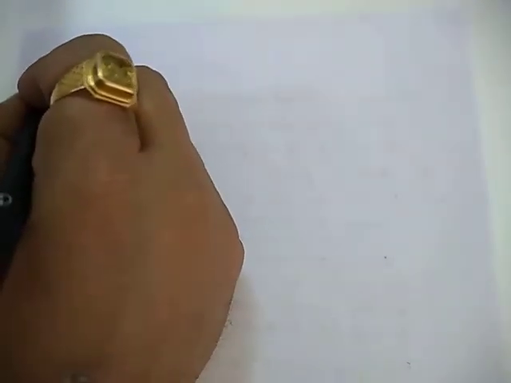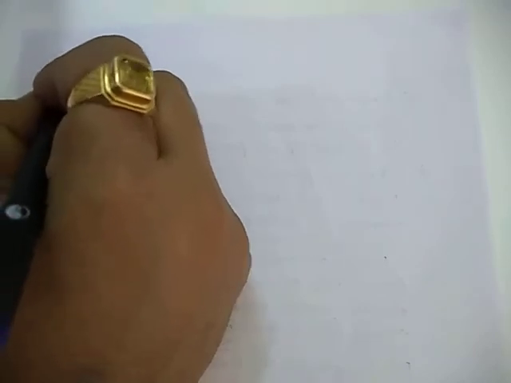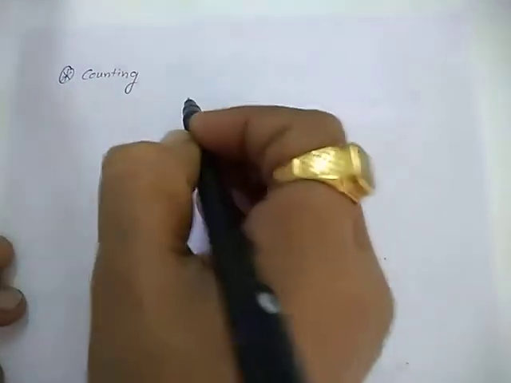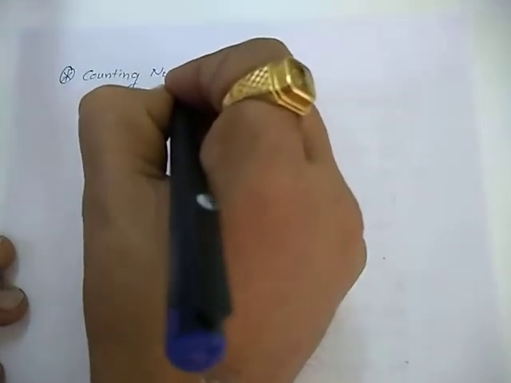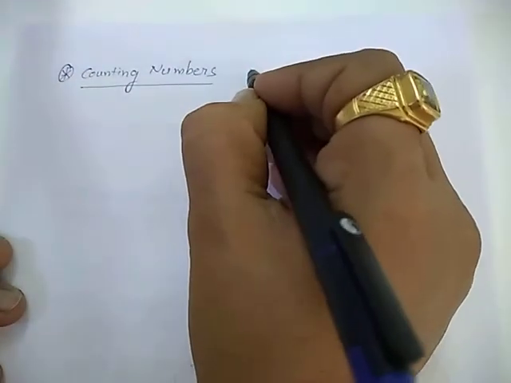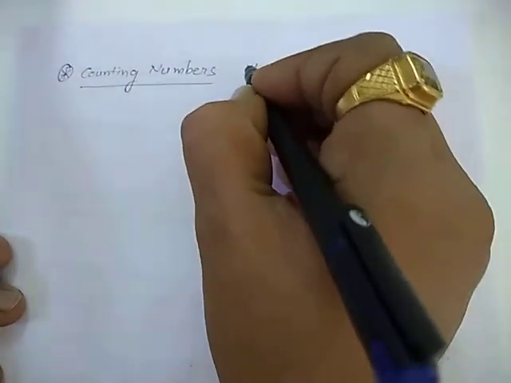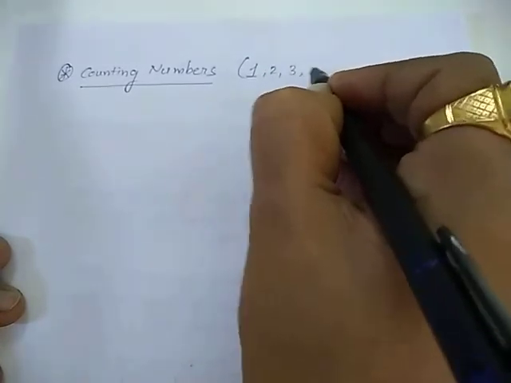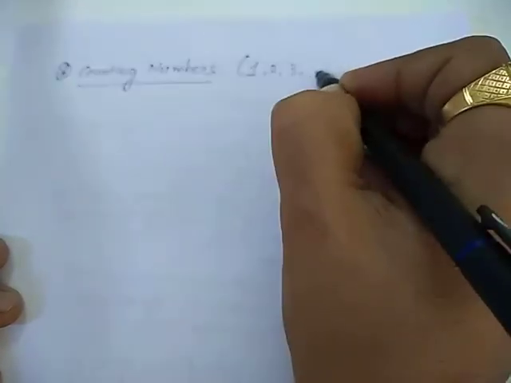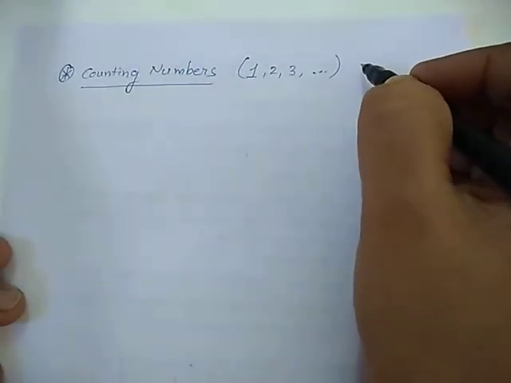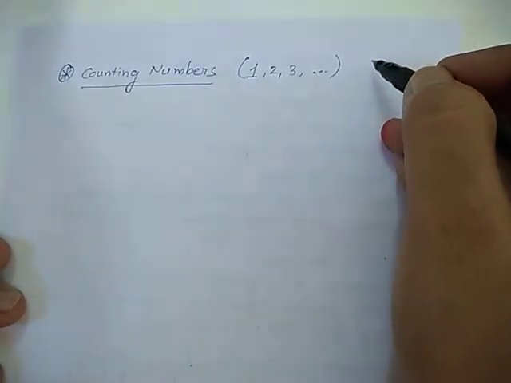Friends, let's continue what we have learned in our previous classes. Counting numbers. So, from 1 to 3 and infinite. Clear? It's a continuous process. Okay? Till infinite, endless.